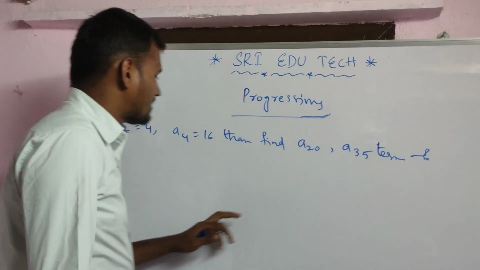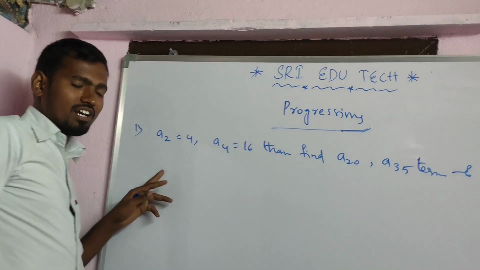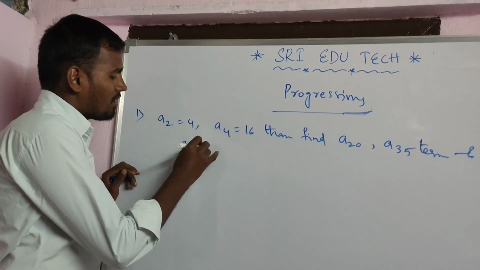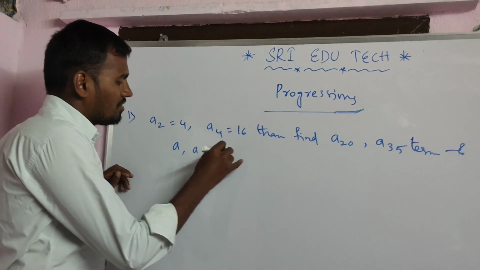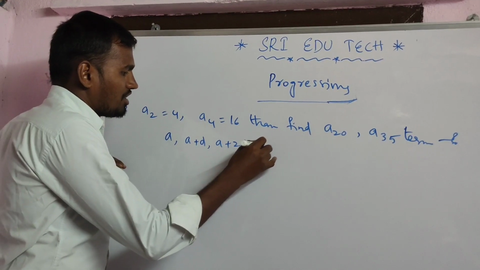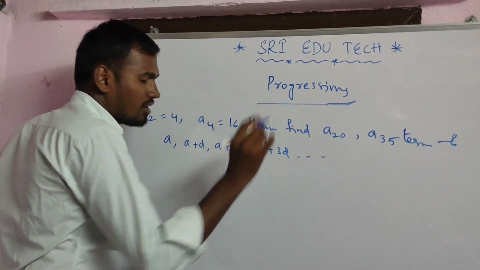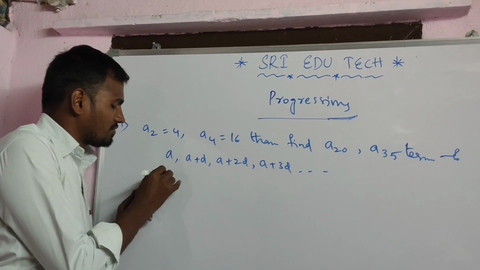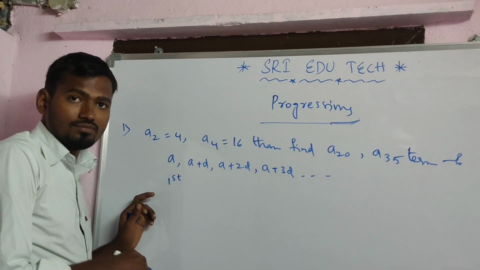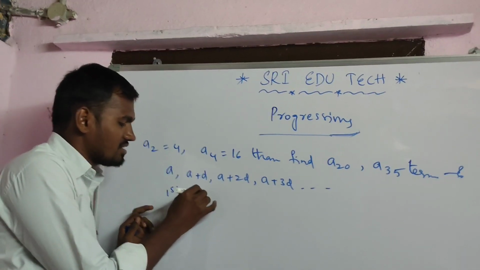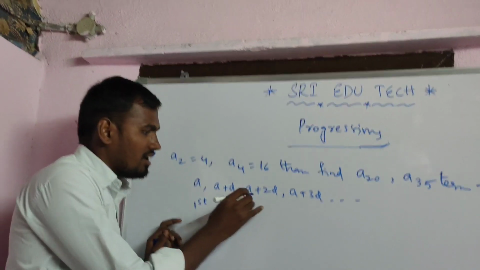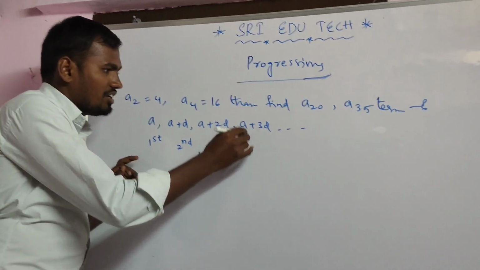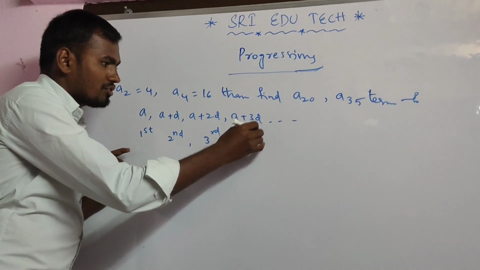Okay? Right, see here, you know already I told in that general series. In that, what is the general series? A, A plus D, A plus 2D, A plus 3D, up to so on. Right? In this, you know already A means what? First term. Okay? Then A plus D means second term. Then A plus 2D means third term. Then A plus 3D means fourth term.